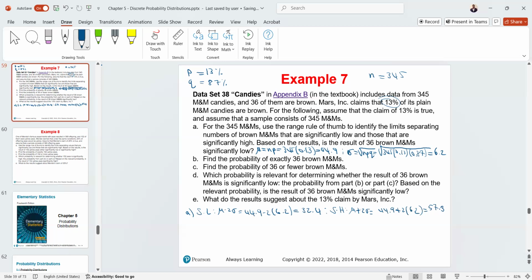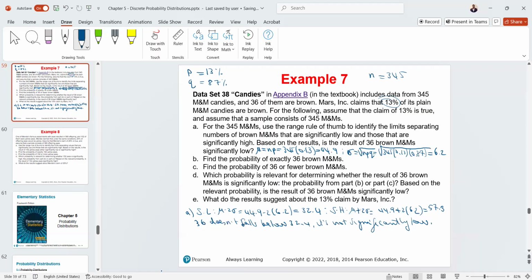Based on the result, do you believe that 36 Brown M&Ms is significantly low? No, 36 doesn't fall below 32.5. It's not significantly low. Okay, I need to verify it that way.